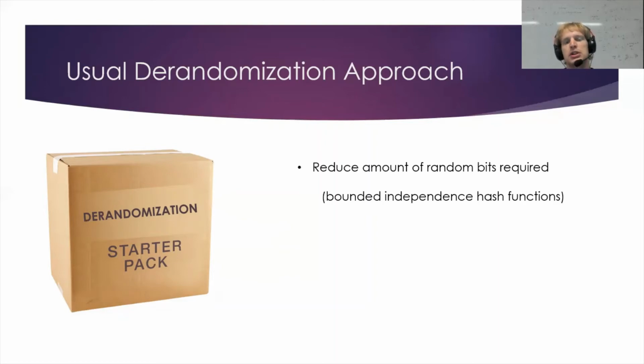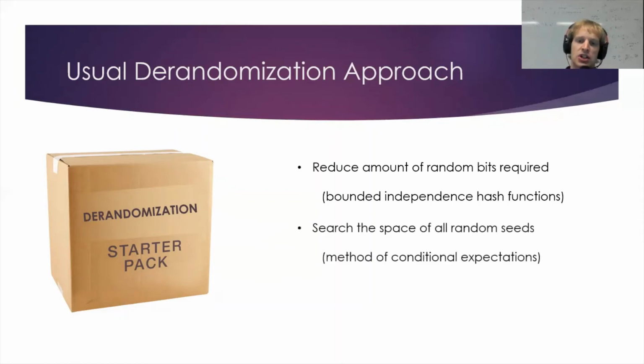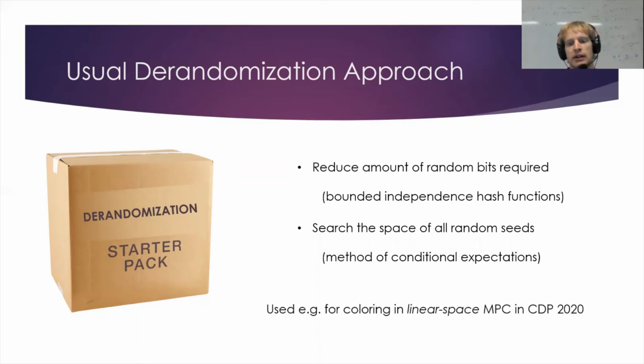If you can show this, if your algorithm still works under bounded independence, then you can replace your full string of random bits by a much smaller random hash function from a family of bounded independence hash functions, thereby reducing the randomness you need. And then you can search the space of these much shorter random seeds you need efficiently via the method of conditional expectations to fix one that works deterministically in some small amount of time. Okay, and this essentially is the method that we used to get constant round linear space MPC algorithms for coloring. So can we use that here?